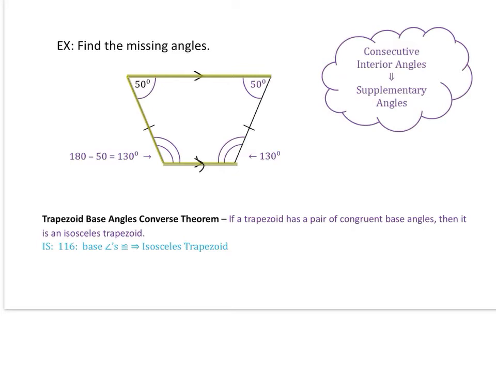And since these are the same base angles, then they are congruent. So our theorem is, if a trapezoid has a pair of congruent base angles, then it is an isosceles trapezoid. So it's the converse.